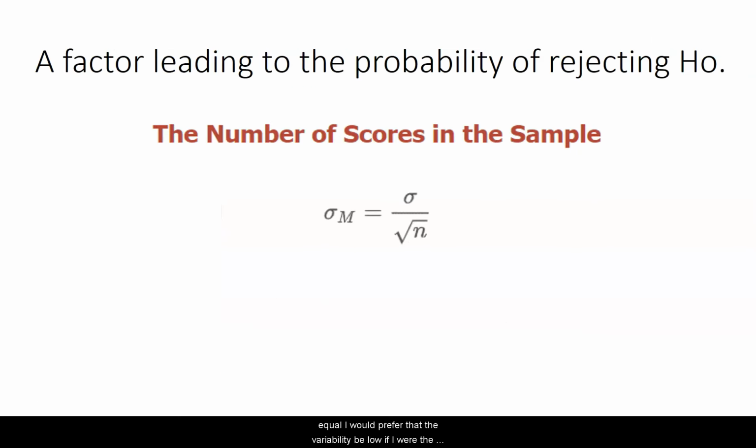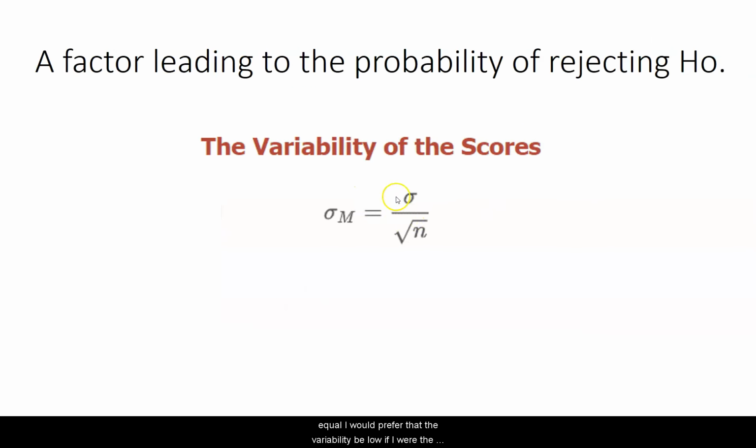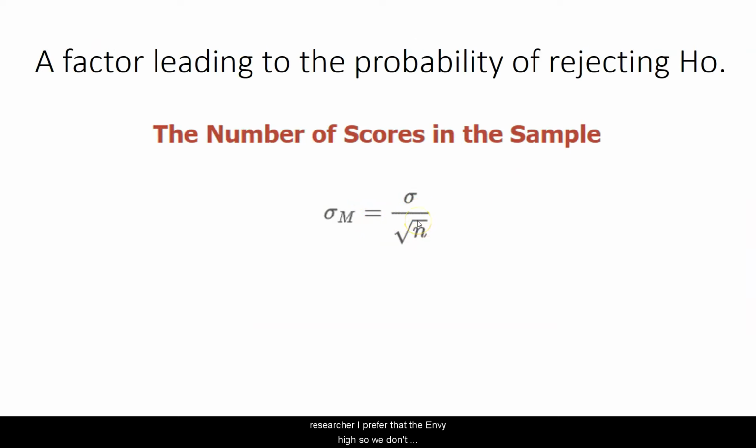So again, all things equal, I would prefer that the variability be low if I were the researcher. I'd prefer that the n be high. Although we don't cynically chase large samples just to get statistical significance. We just don't do that because there's another thing that you sort of have to confess to. If I had a ton of participants, I could have statistical significance, but I may also have to confess to a low effect size, what they call it, and we'll revisit that in the next slide.